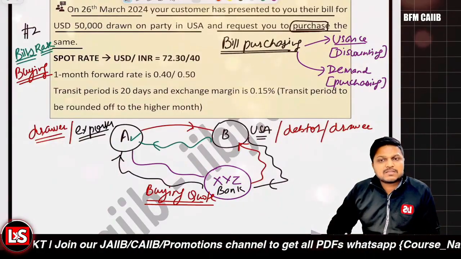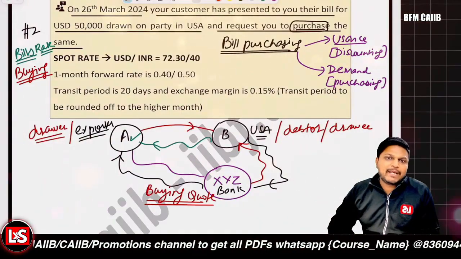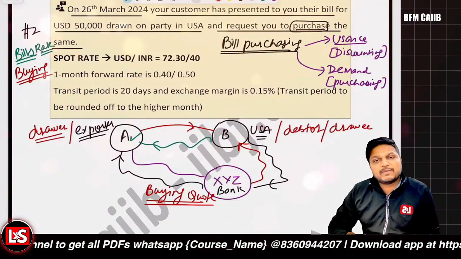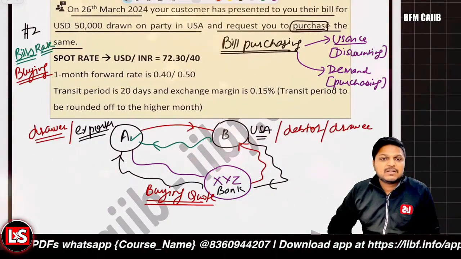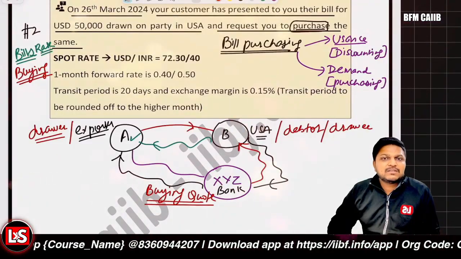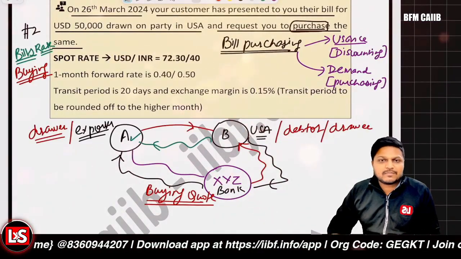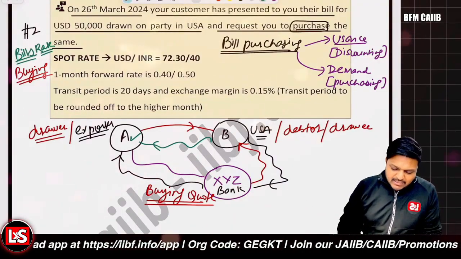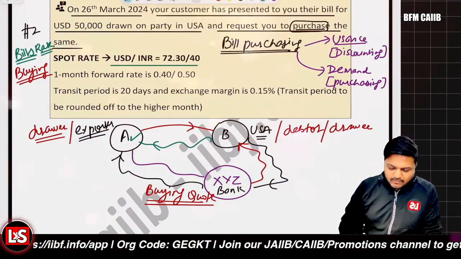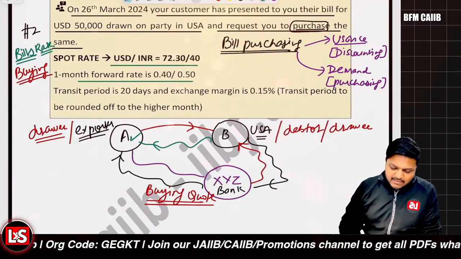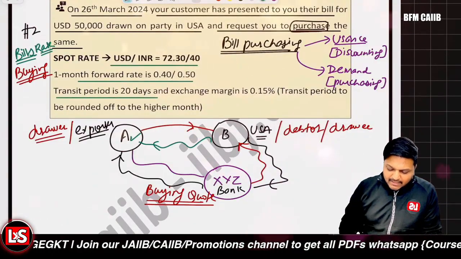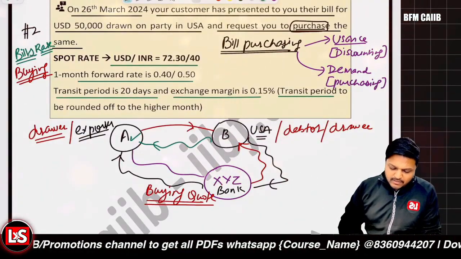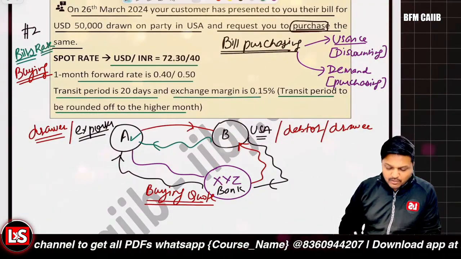Why? Because we are going to get the value today, but the bank is going to discount that particular value after some period of time. So the bank will be giving us the value as per the contracted value after that particular tenor. Okay. In this scenario, the question says that the spot rate is given, and further that the 1 month forward rate is given, the transit period is 20 days, the exchange margin is 0.15%, and the transit period is to be rounded off to the higher month.